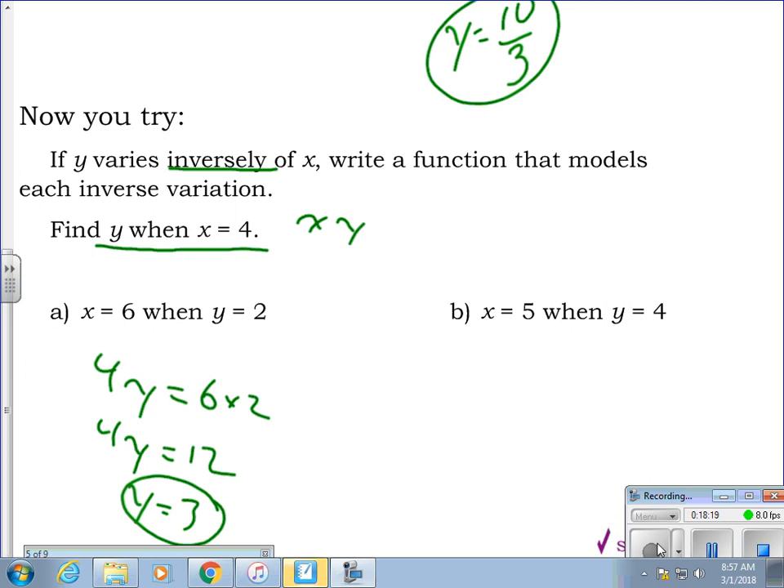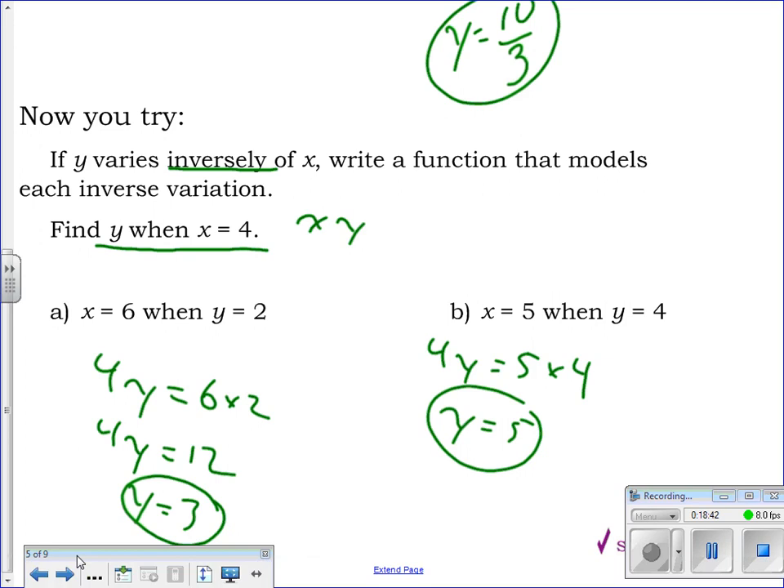Same thing on the next one. It's still the same original x and y. 4y equals 5 times 4. Okay, what's y? It's 5. Once again, if you multiply it and divide it, you'd still get the same number anyway, right? Look for patterns. Math is about patterns.